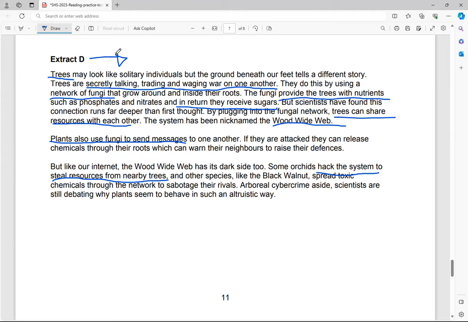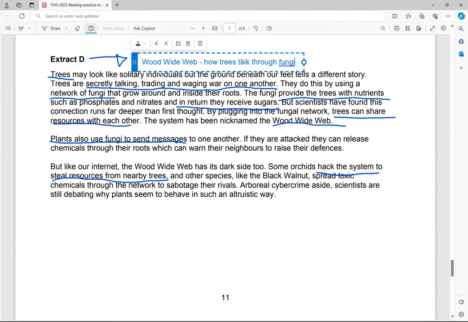So, what's Extract D about? It is about the Wood Wide Web, or how trees and plants talk through fungi.